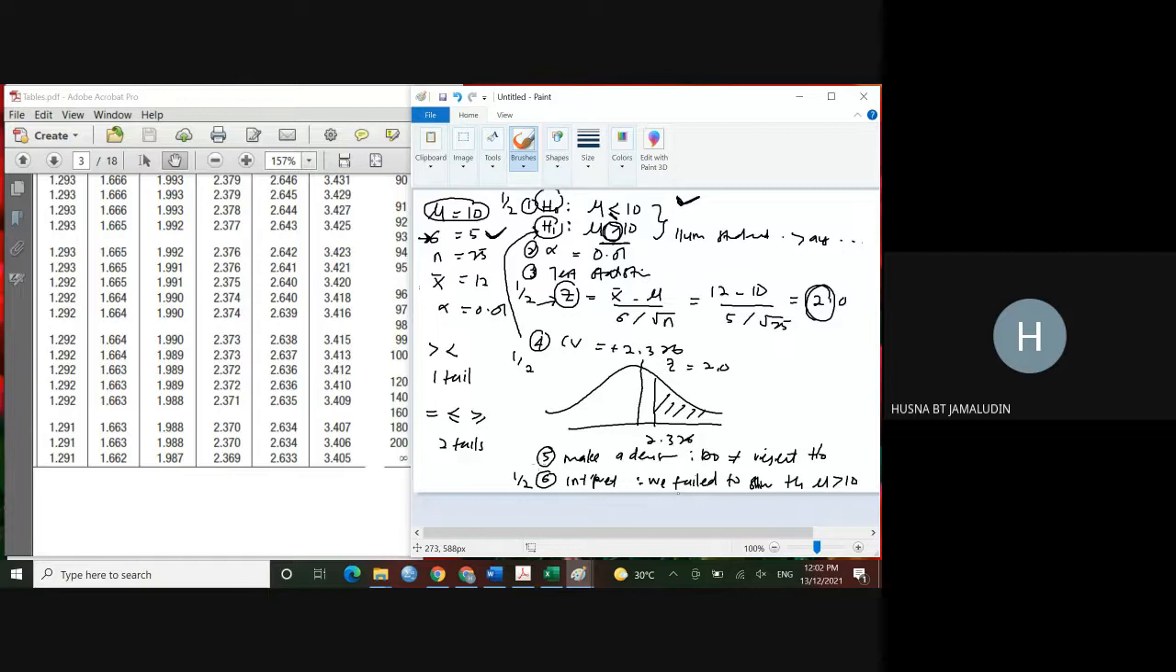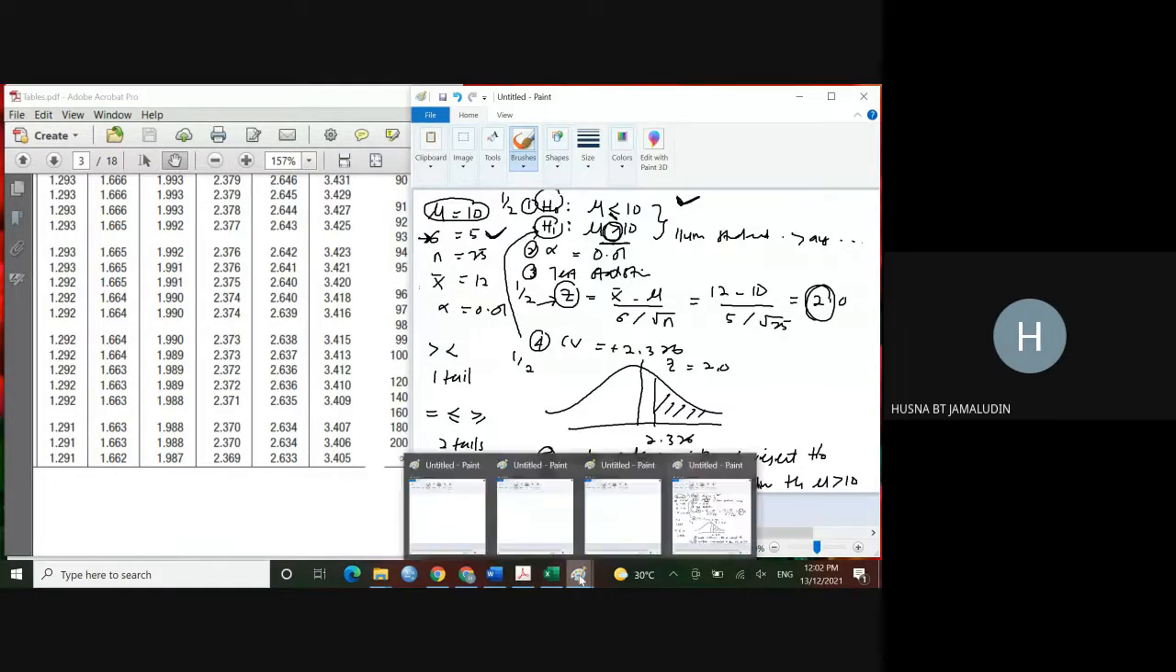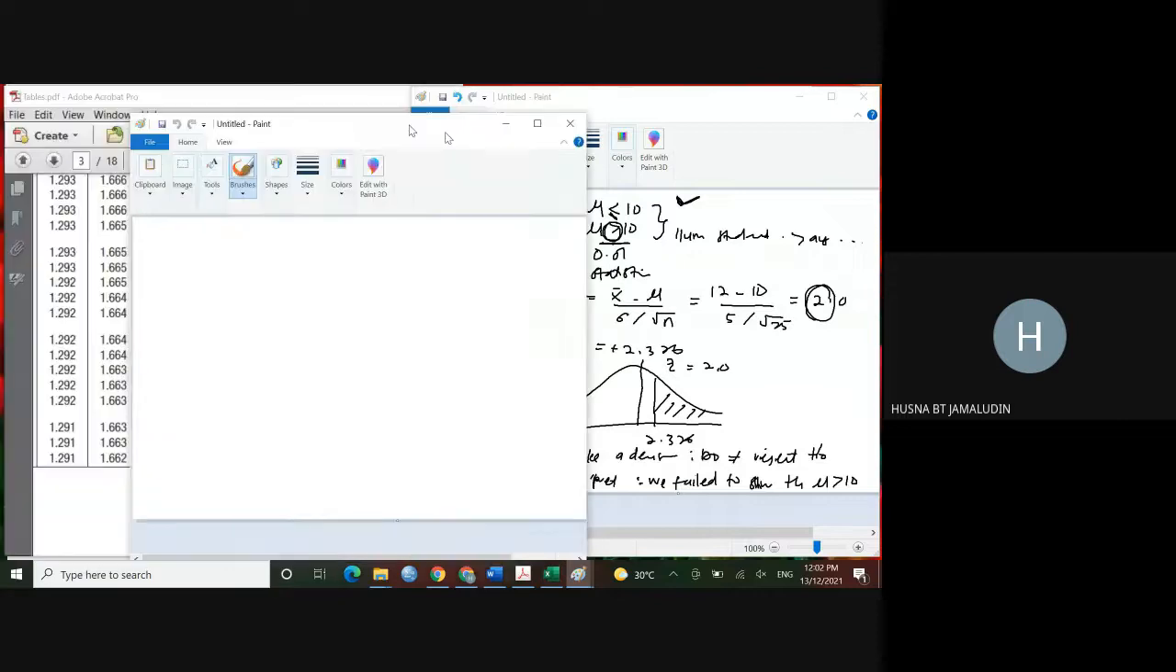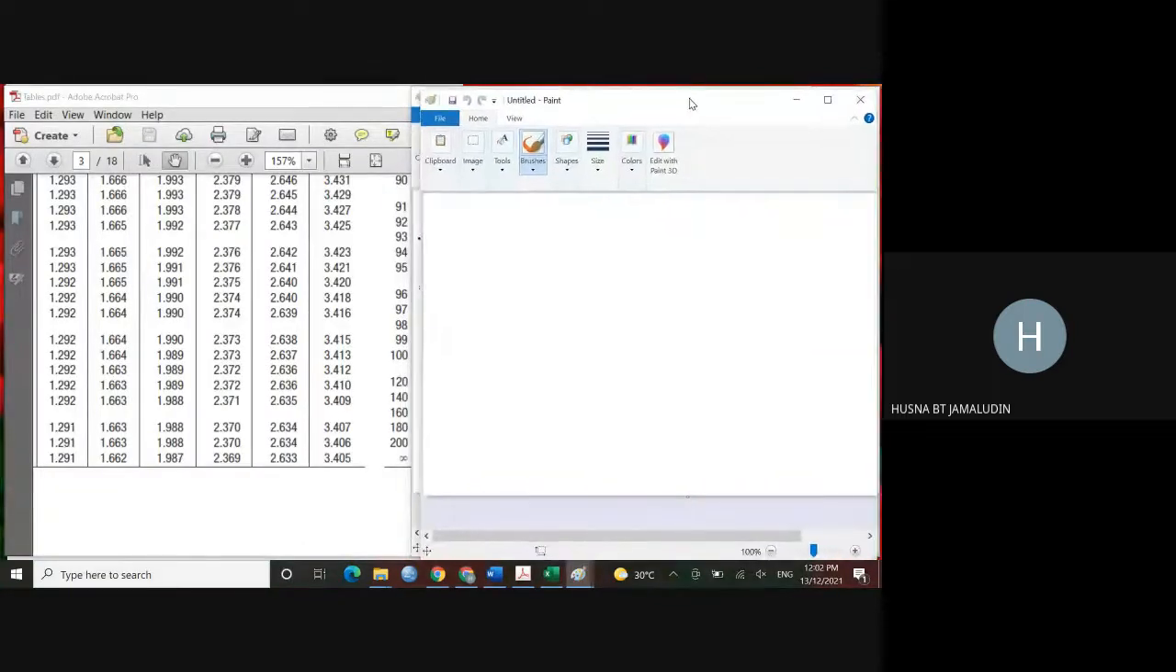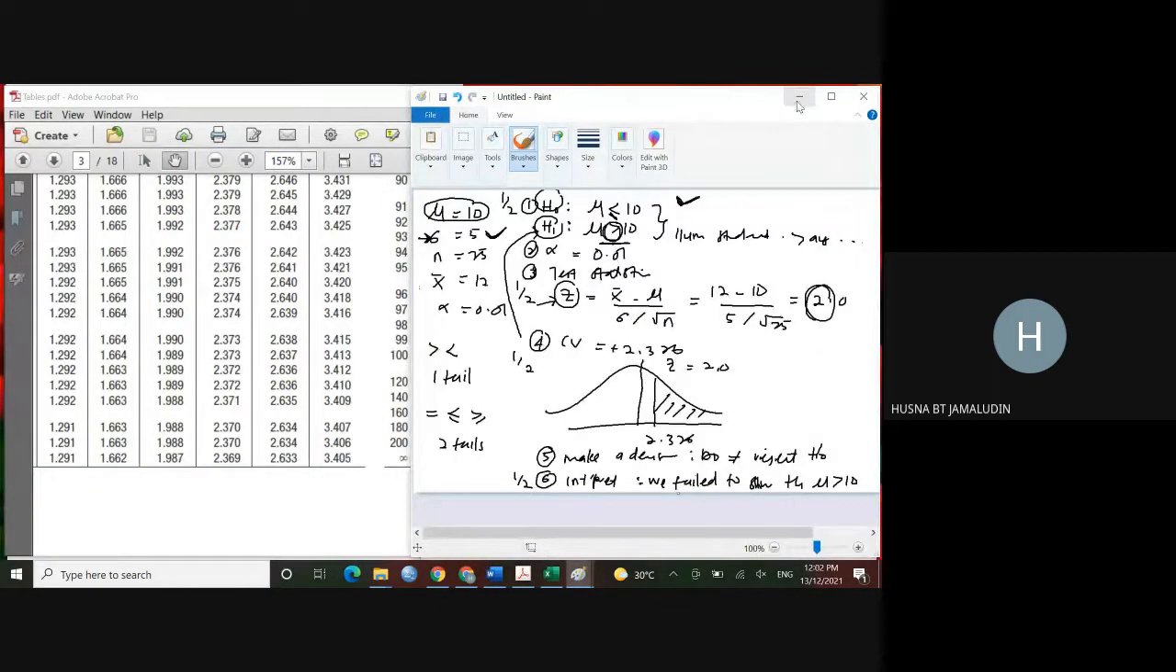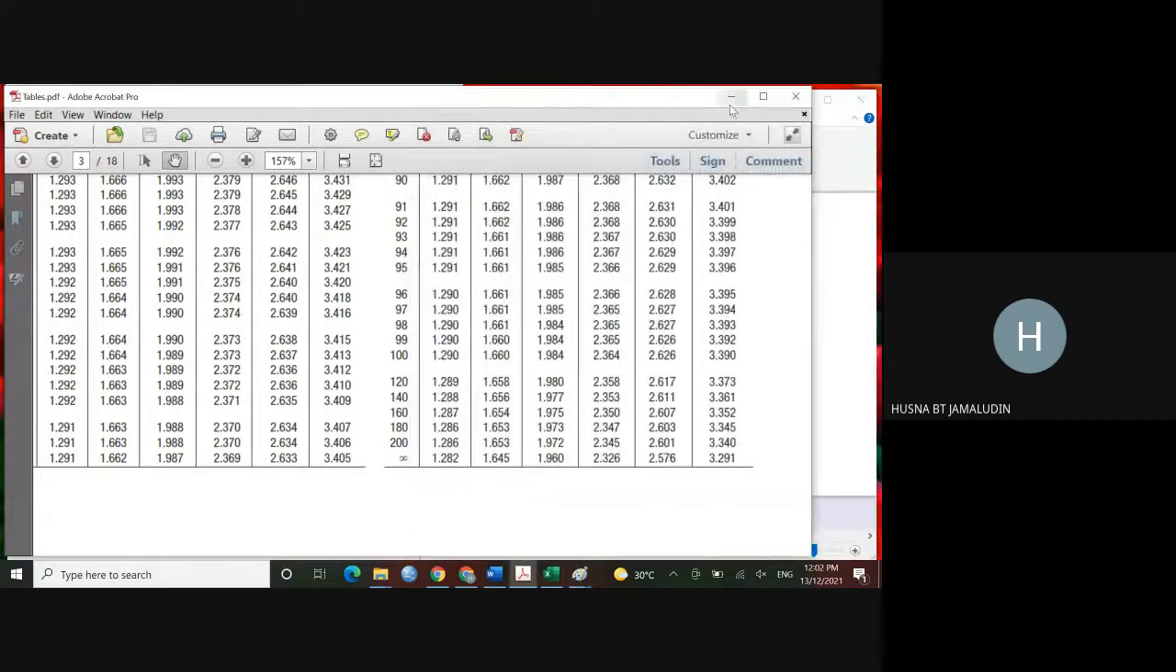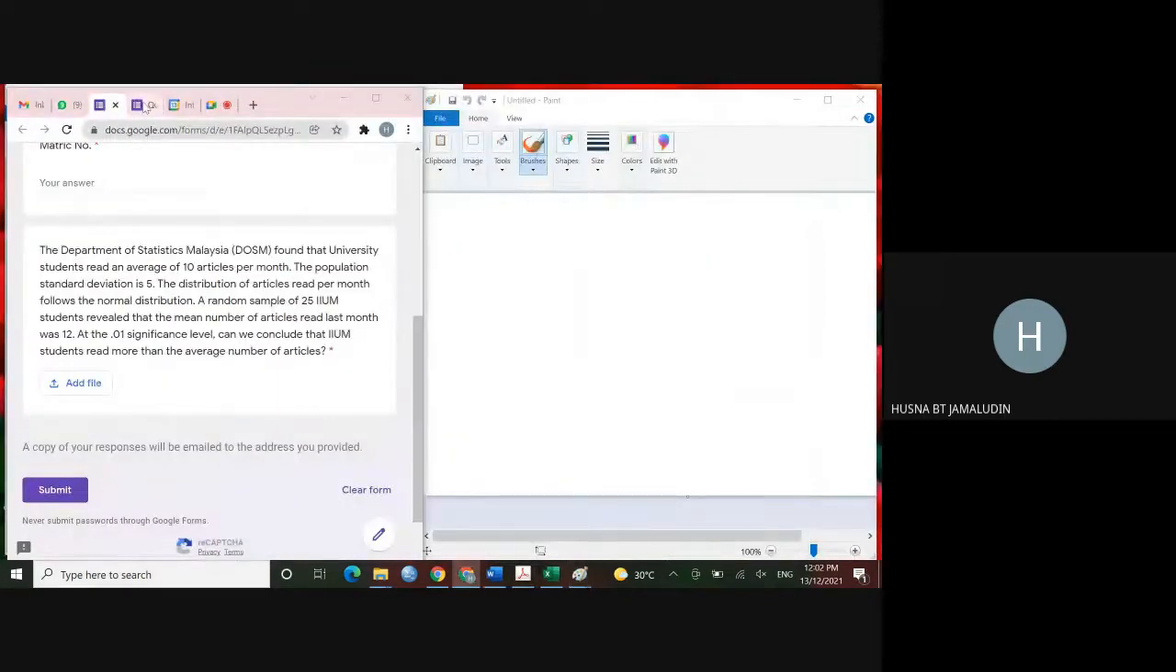This is the beauty of the hypothesis chapter, because all the steps give you some marks. Even if you couldn't compute your test statistic or find your CV, along the way you can get some marks out of the steps. Anything else before we move to the next question? Okay, I'm assuming that silence means clear.